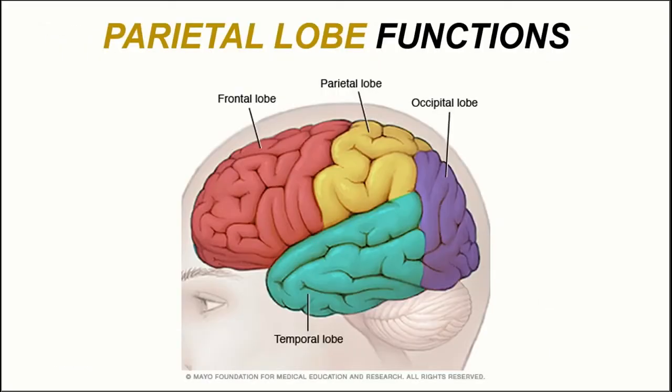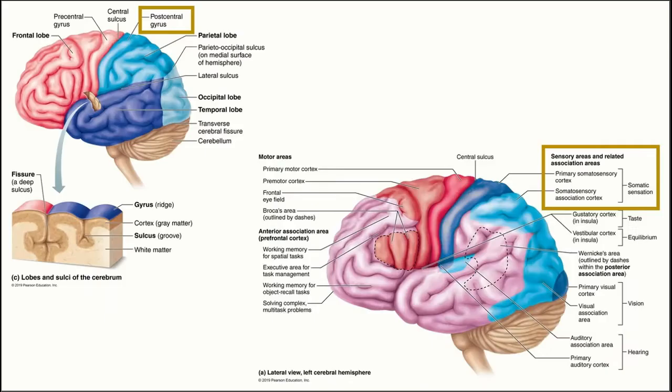So now that we've looked at the functions of the frontal lobe, let's turn our attention to the parietal lobe and look at the functions of this structure. The parietal lobe contains two areas that are involved with somatic sensation. When we say somatic, we mean body sensation or general sensation from the body, so things like touch, temperature, and pressure.